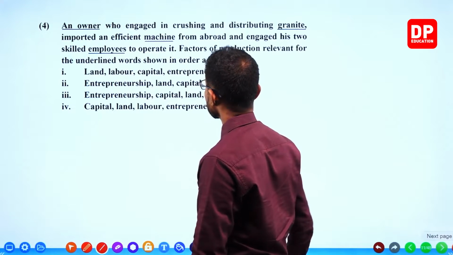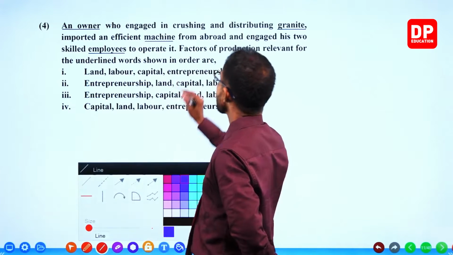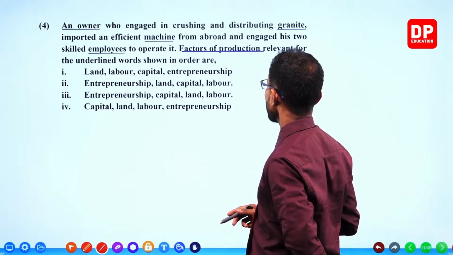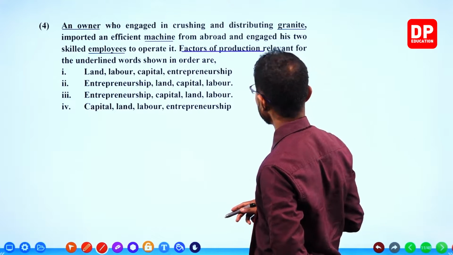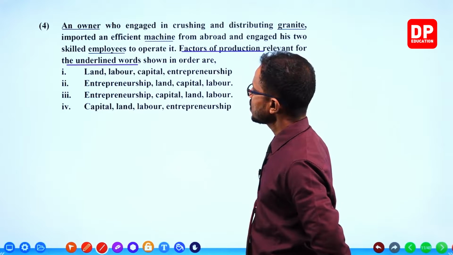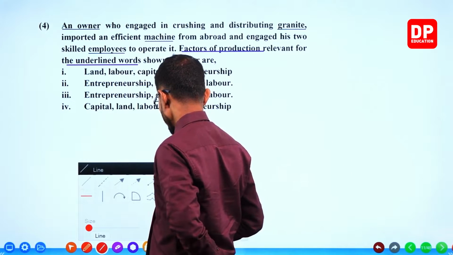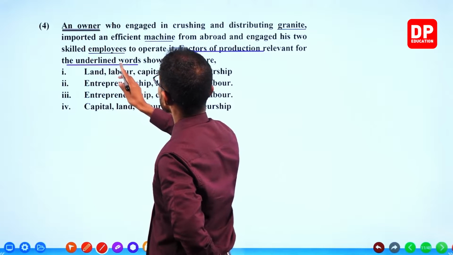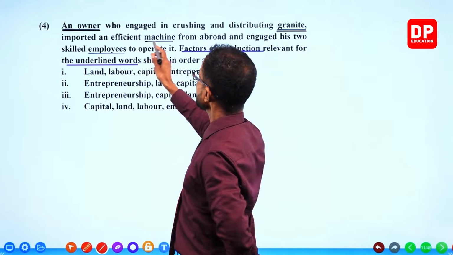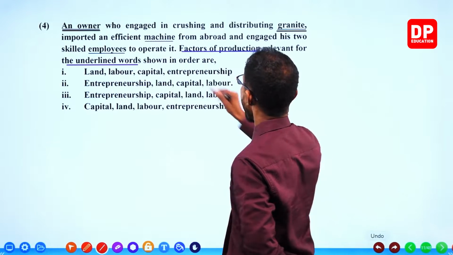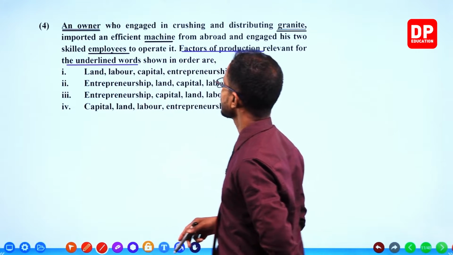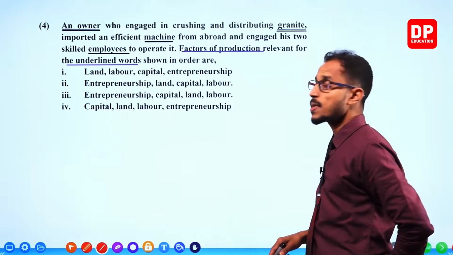They are asking, what are the factors of production relevant for the underlined words? What are the underlined words? Here we go. We have owner, we have granite, we have machine, okay, and we have employees. Those are the underlined words.